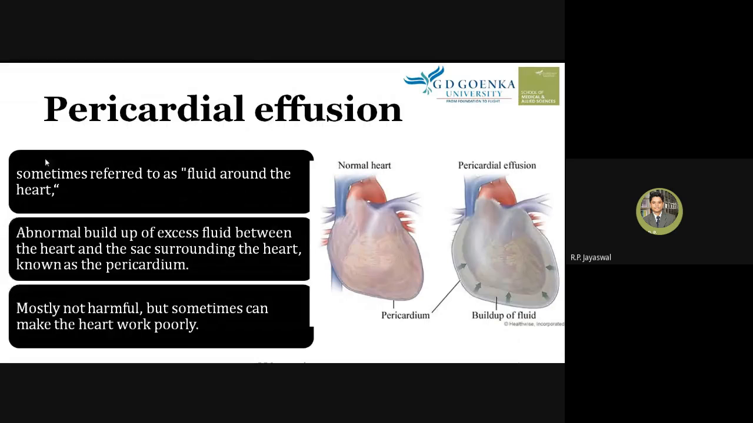It is mostly not harmful, but sometimes it can make the heart work poorly. The accumulation of fluid may not be harmful, but it can compromise the functioning of the heart. The heart's work will decrease. Heart work is the pumping of the blood, so the heart will not be able to pump properly. It may affect the pumping of the blood.